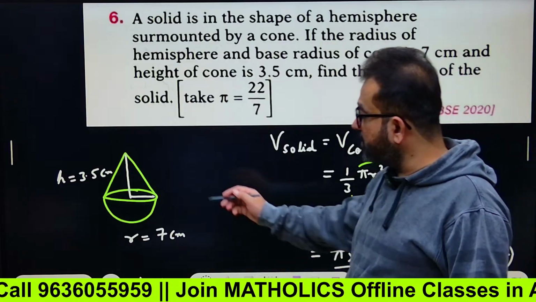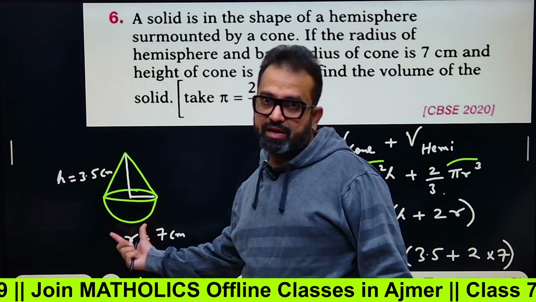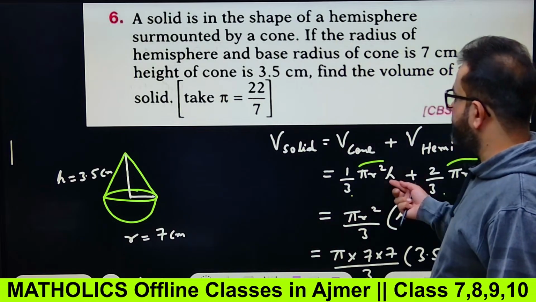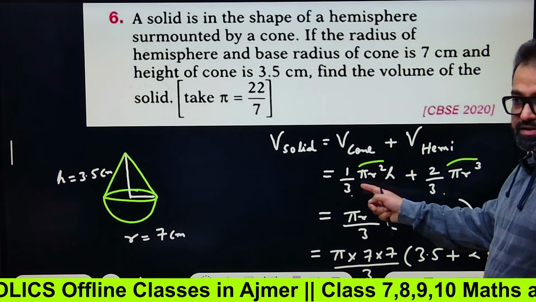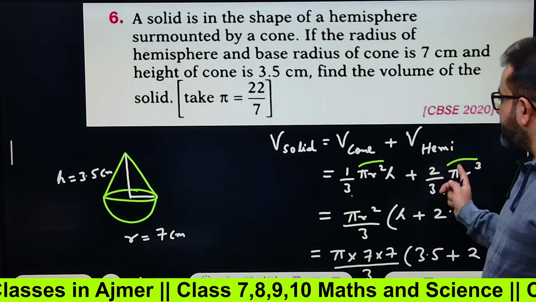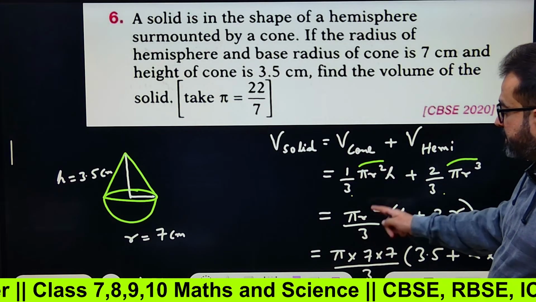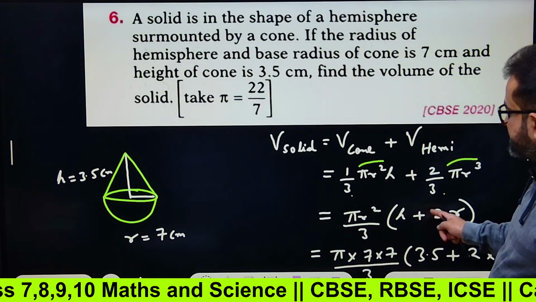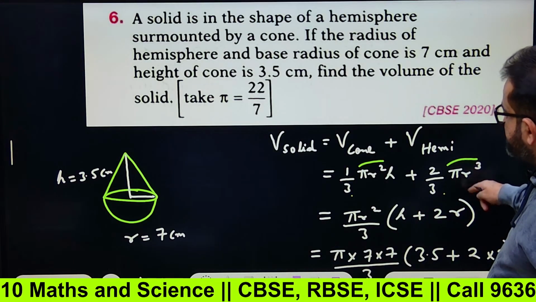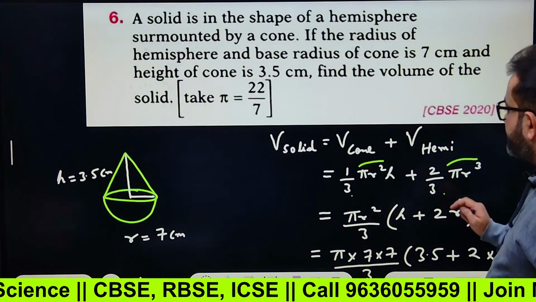So volume will be 1 by 3 pi r square h plus 2 by 3 pi r cube. This formula you must remember. Volume of cone is 1 by 3 pi r square h, volume of hemisphere is 2 by 3 pi r cube. Now take pi r square by 3 common, it will be easier for you. Here it will be only h plus, r will be left and 3 is already gone outside, so 2r will be there.